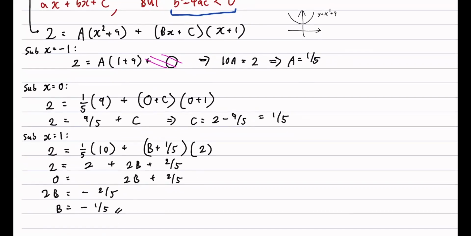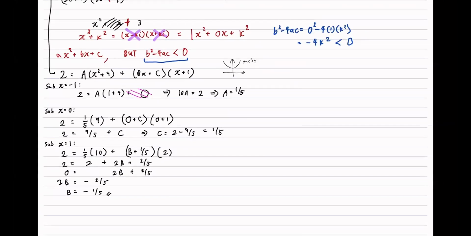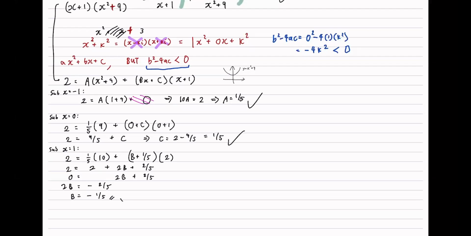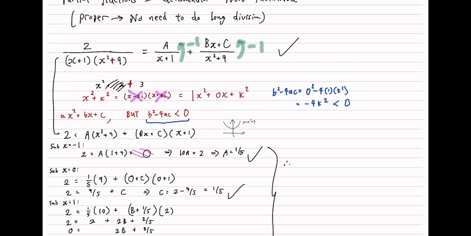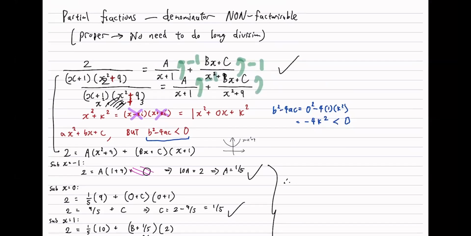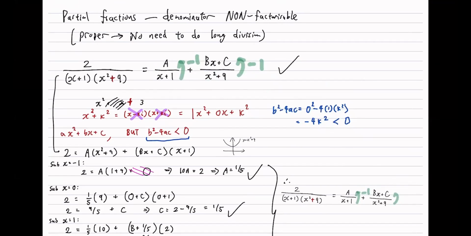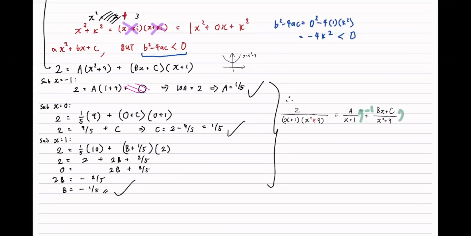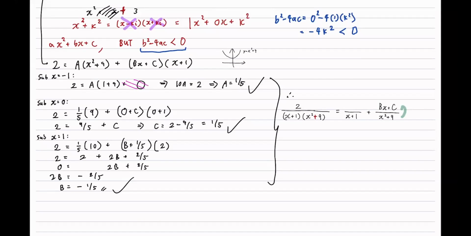Okay, and the conclusion will be, what's my a, what's my b, what's my c? It's here, here, and here. So therefore, the conclusion is this fraction, I just copy it down, but I replace my a, b, c with whatever I found. So let's just do that. a is 1 over 5, b is -1 over 5, c is +1 over 5.